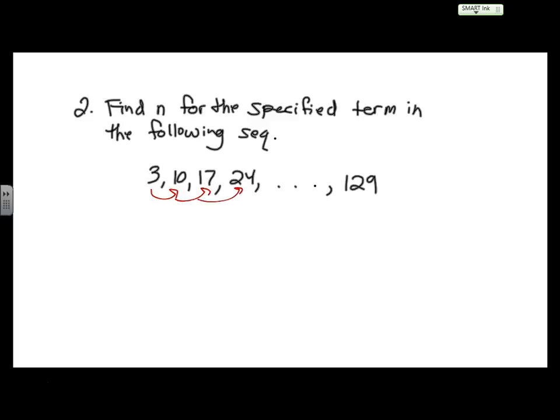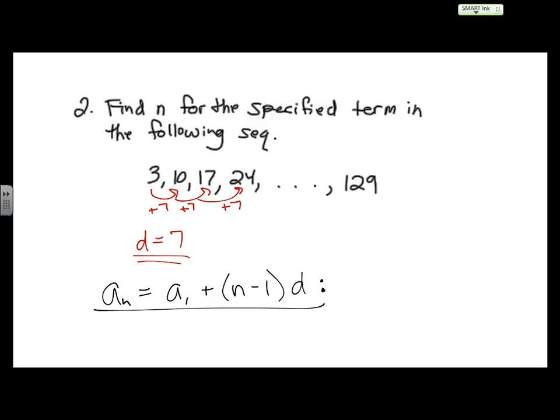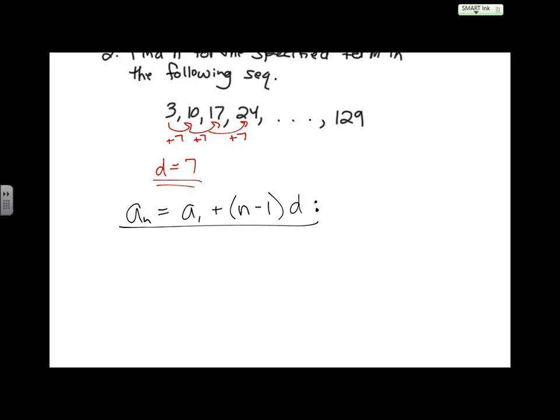I see over and over again that we're adding. So who's our common difference? And since we have a common difference, what formula can we use? The arithmetic formula for an nth term. So we'll use that formula to plug and chug, and what do we know? Yeah, 3 is our initial term. Don't know n, right? Common difference is 7.